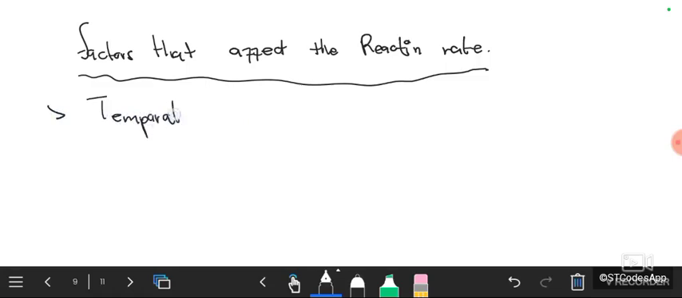Temperature affects a system. In affecting the system, it will change the reaction rate, whether to be faster or slower. We will explore that part. This is just a basic introduction. And then we have concentration.